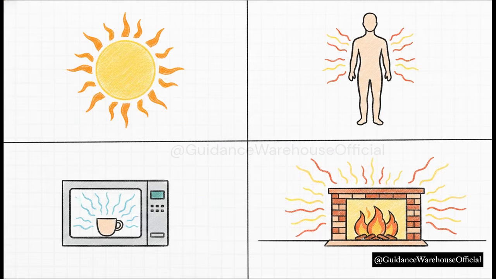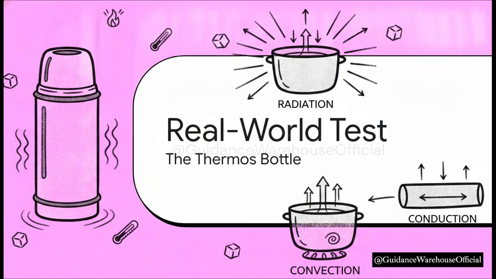There are some fascinating everyday examples of this all around us. We obviously already mentioned the sun, but did you know your own human body is constantly emitting thermal radiation? It's true. Or think about your microwave oven reheating a cold cup of coffee. That is pure radiation in action. And remember our very first question about sitting in a freezing room in front of a fireplace? Well, it turns out radiation is responsible for most of the heat transferred into the room from that fire. It completely bypasses the cold air to directly warm your skin. Now for a real-world test, the thermos bottle.